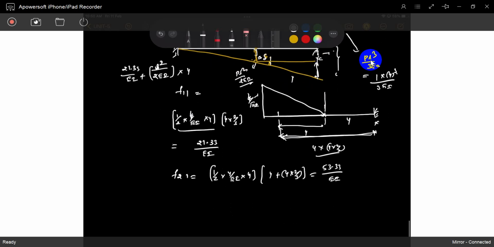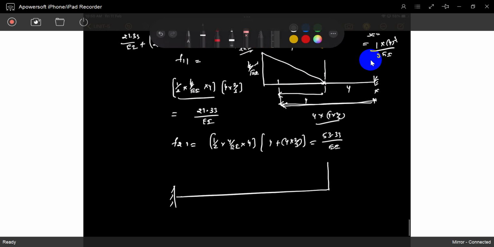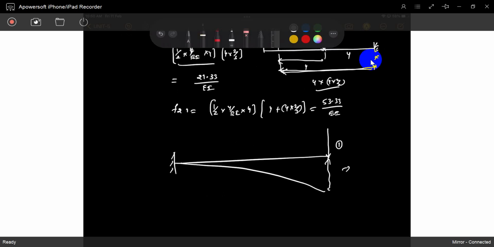Here it is very simple. Next, apply a unit force in this direction. You will get F22. What is that value? PL cube by 3A with P as 1 and L as 8, so 8 cube by 3A. That value is 170.67 by A.